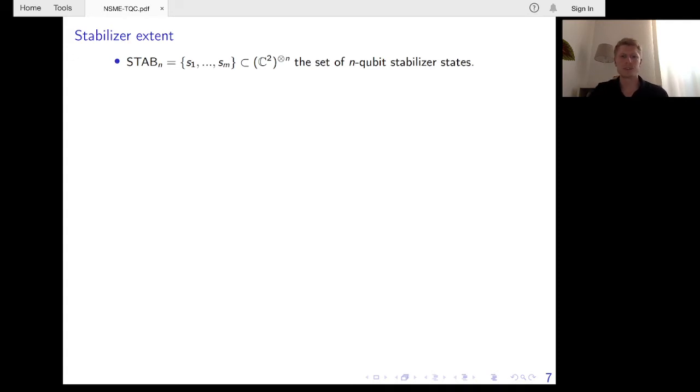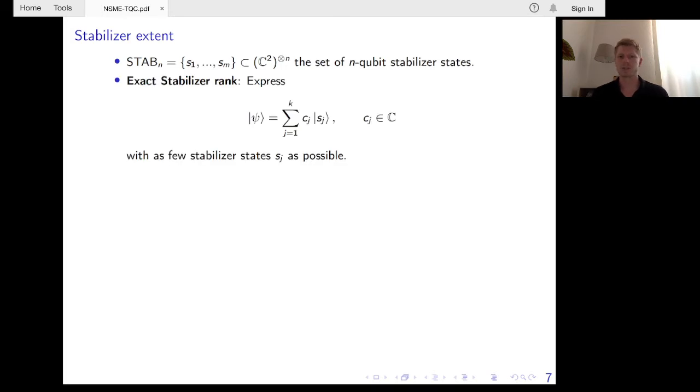And to introduce the stabilizer extent, we will start with the exact stabilizer rank that was introduced 3 years before the stabilizer rank. And here, what your goal is, so you have some input psi, and your goal is to express this input psi with as few stabilizer states as possible. So the goal is to minimize this number k here.